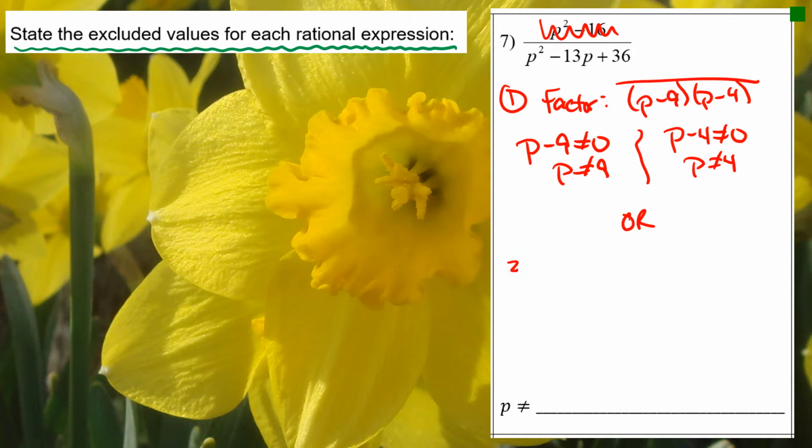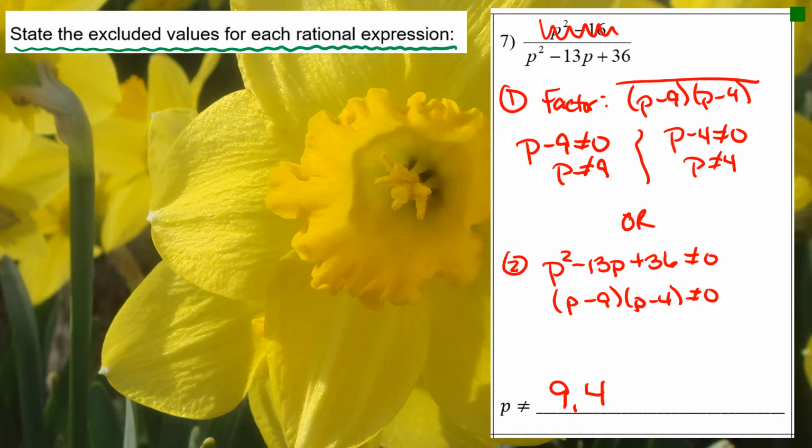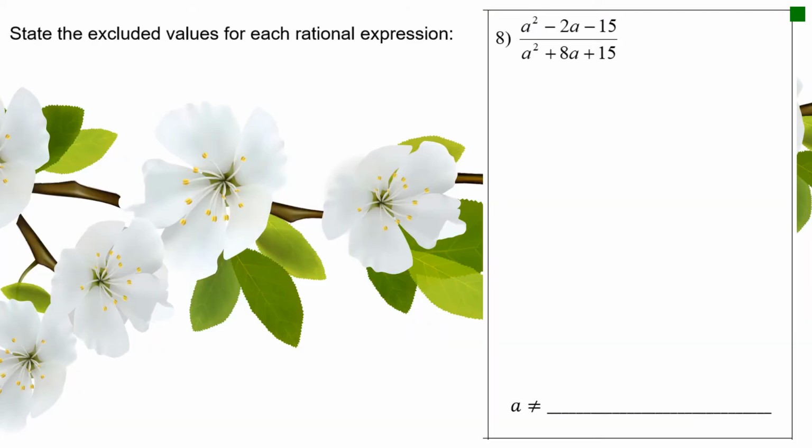Or the other method is just set the denominator not equal to 0 and then solve it. Well, guess what we have to do to solve this? We actually have to factor it, and then we get to the exact same thing. But I just want you to see how what we did last time is the same thing we're doing this time. Change the slide. Boom!